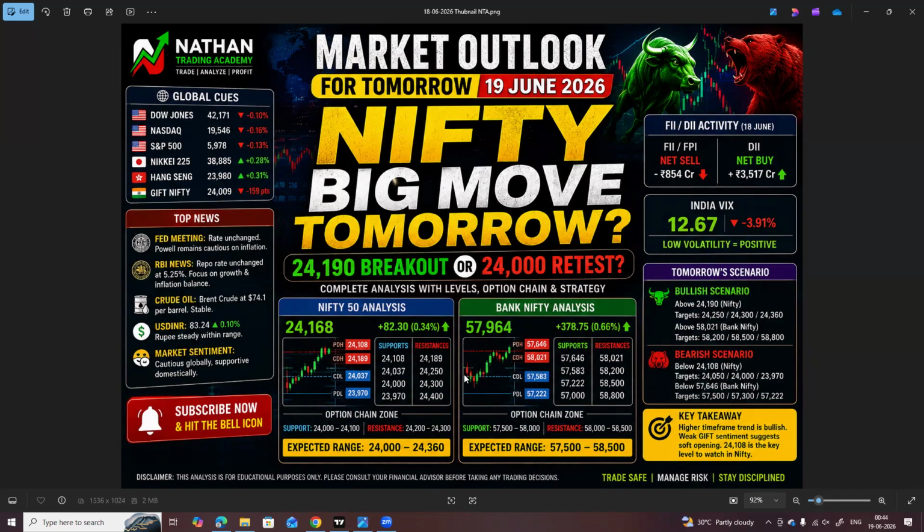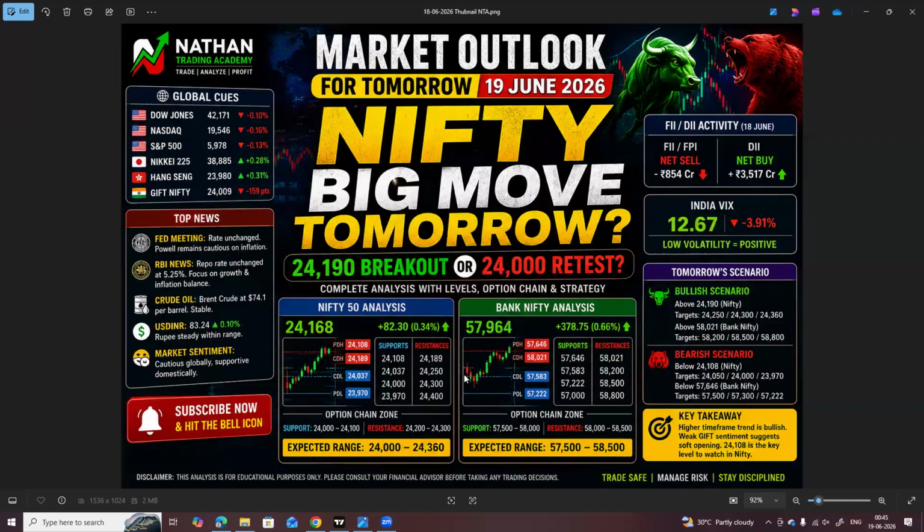Let us analyze today's market action and prepare for tomorrow's trading session using our projection framework based on previous day high and previous day low and pivot points and option chain and some of the other technical tools. First, let us understand the global market view. So before we move to the charts, let us look at the macro setup.